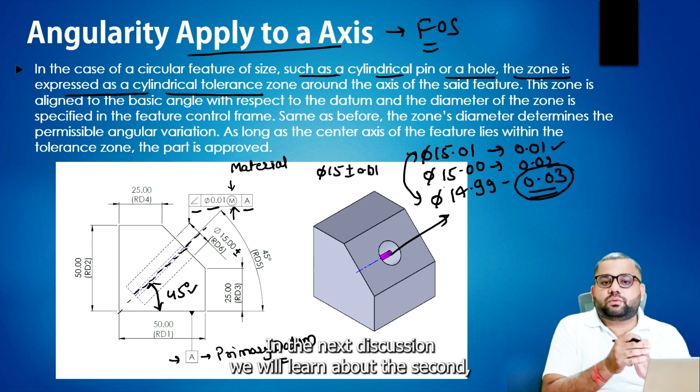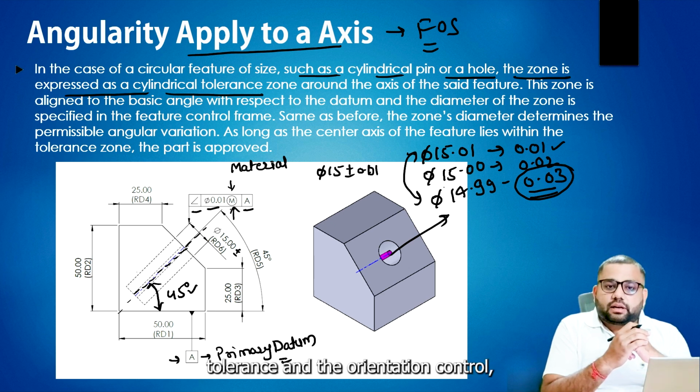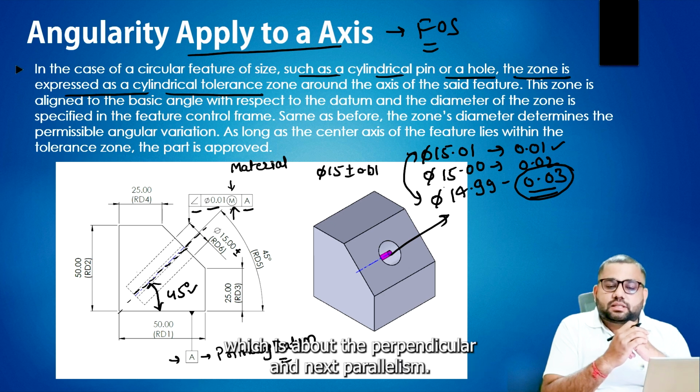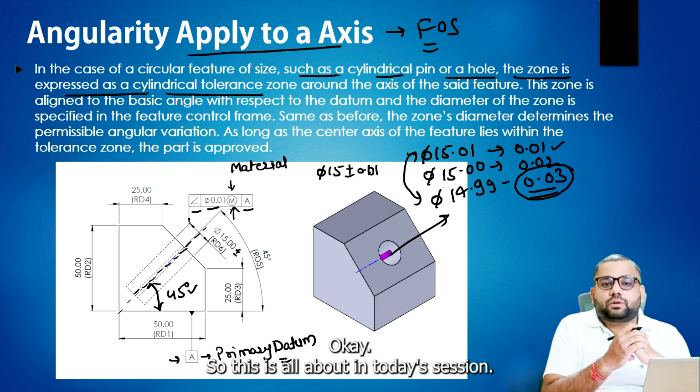In the next discussion, we will learn about the second tolerance in the orientation control, which is perpendicularity, and next parallelism. Okay, so this is all in today's session.